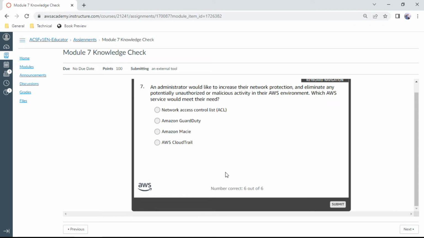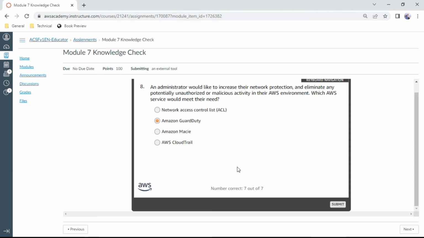Okay. Seventh one: an administrator would like to increase their network protection and eliminate any potentially unauthorized or malicious activity in their AWS environment. Which AWS service would meet their need? It is GuardDuty.